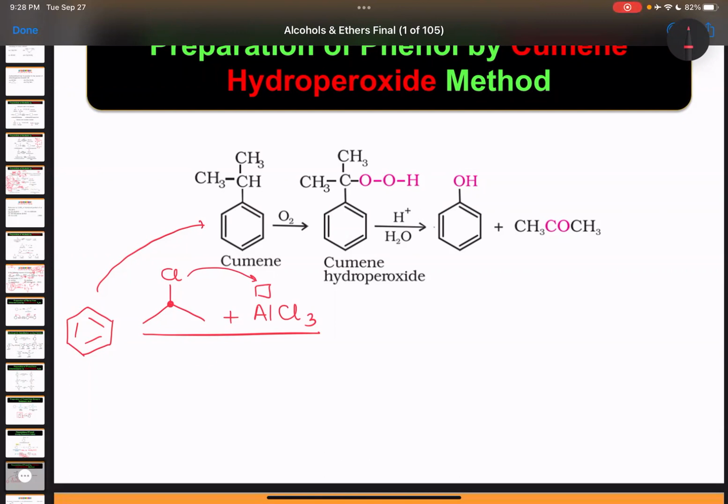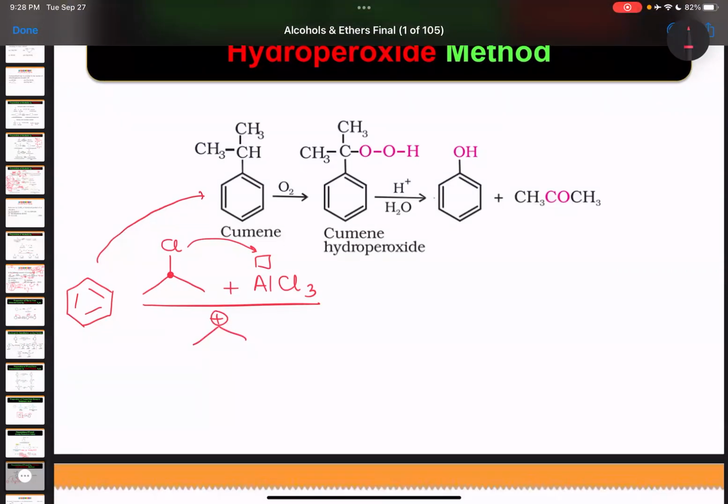This is the intermediate, right? You can have the same intermediate by another route also. Is it clear? You can take propene also. So propene, you heat it with concentrated H3PO4.